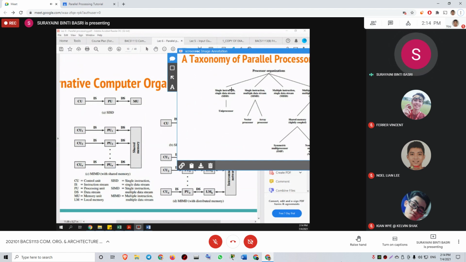So for the SISD architecture, it only has one control unit, one processing unit, and one memory unit. This is the instruction stream, how the control unit passes instructions to the PU, the processing unit. It goes through the instruction stream, and for the data, the exchange between the PU and MU goes through the DS. DS is actually the data stream.